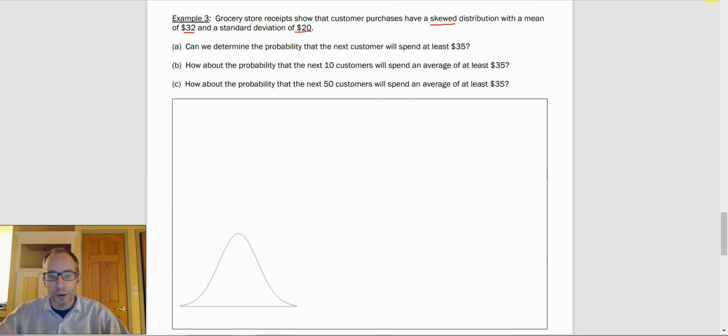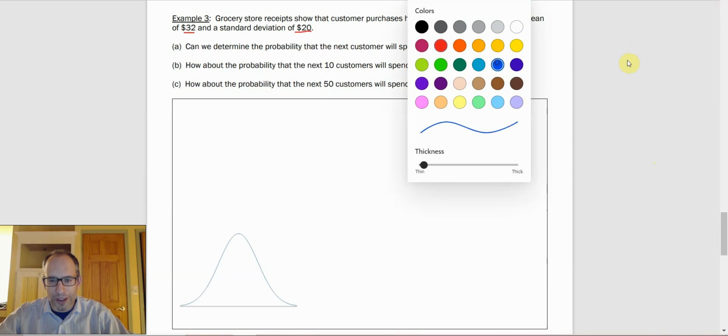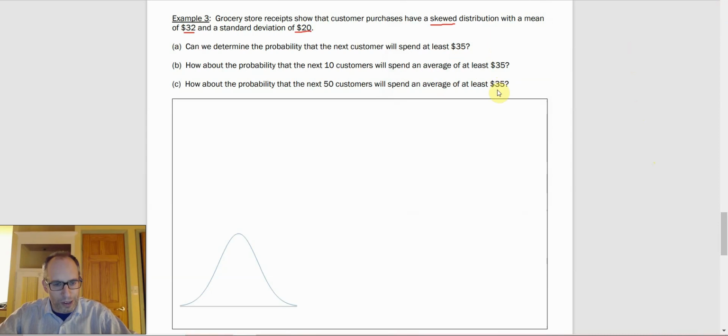All right, so for part A, could we determine the probability that the next customer would spend at least $35? Well, no, because that would be using the initial distribution, the population distribution for a single individual, and we don't know what that is. We just know that it's skewed. There are some skewed distributions that are defined. That's true, but we don't know any at this point, and we don't know which one it would be anyway, right? It doesn't specify, it just says skewed.